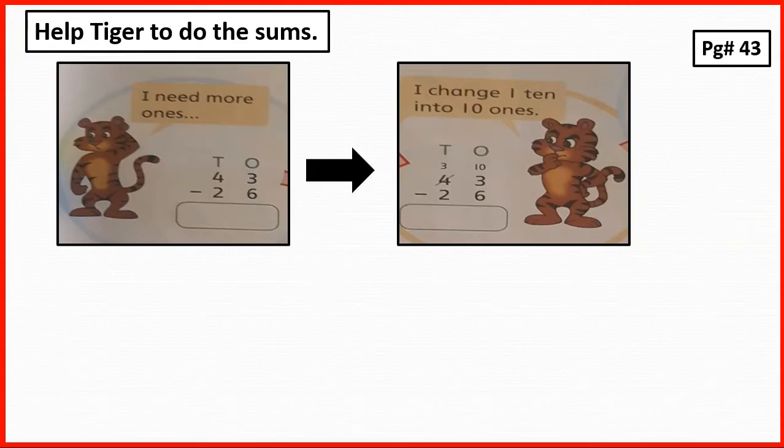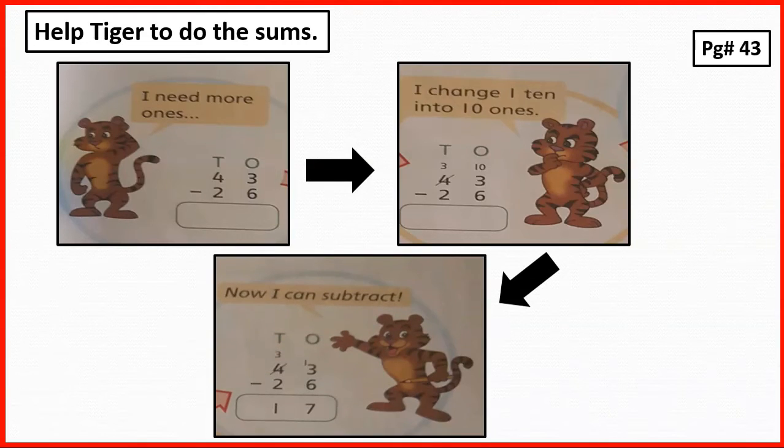Now I can subtract. So when I subtract 6 from 13, the number comes 7. And when I subtract 2 from 3, the number comes 1. That means when we subtract 26 from 43, the number comes 17.